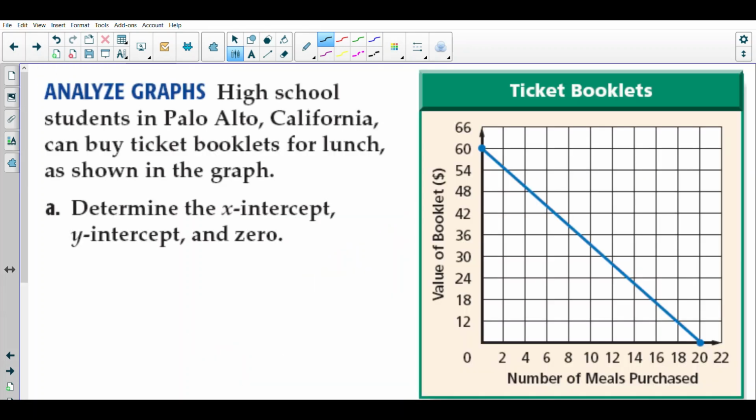All right. So high school students in Palo Alto, California can buy ticket booklets for lunch. As shown here, determine the x-intercept, the y-intercept, and the zeros. Well, remember, x-intercept and zeros are the same thing, so we can identify both those at the exact same time. So I'm going to say the x-intercept, let me do this in red. The x-intercept is right there. The zero is also the x-intercept. And then the y-intercept in blue is where it crosses the y-axis. So there is our x-intercept, y-intercept, and zero.